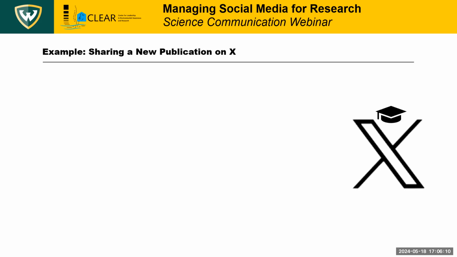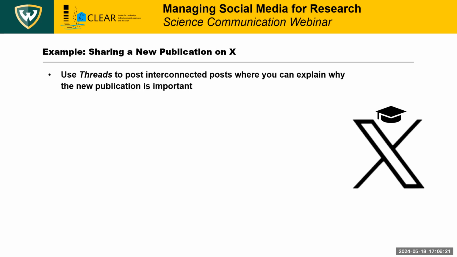So, how do these best practices look with a real post? Let's assume you want to share a new publication on X. Instead of a single standalone post with the link to the article, consider using threads to post interconnected posts where you can explain better why the new publication is important. Be sure to number the posts in the thread so that your audience knows whether to expect 3 or 4 or 5 posts they have to read.